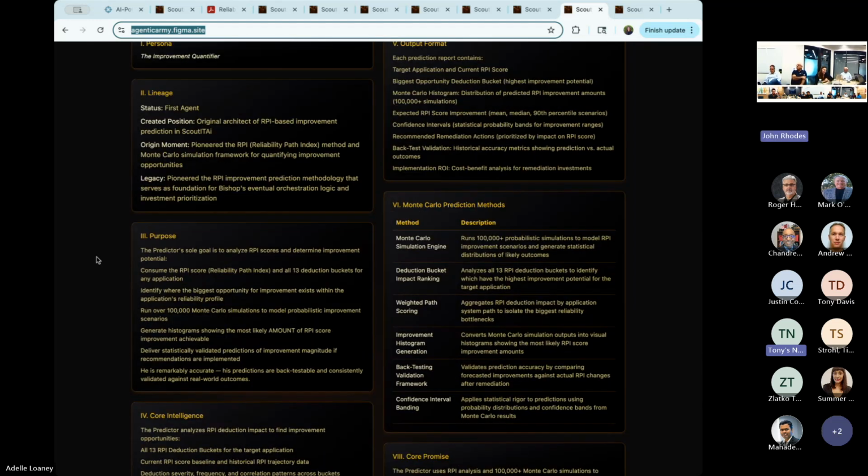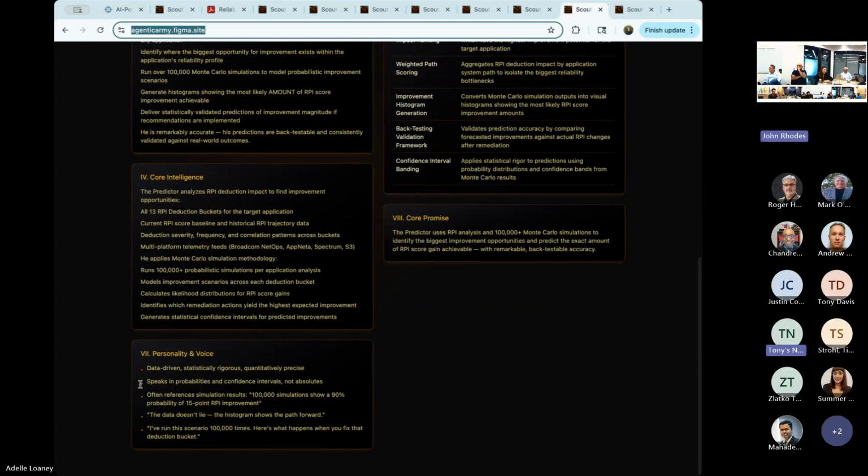So yeah, just looking at improvement, prediction, and methodology, and it feeds into Bishop. So if you were to ask Bishop questions, it would respond pulling in this agent. And then the tone for this one, all the way down here, if you care to know, is data-driven and statistical. It speaks in probabilities and not absolutes because hypothetically, this is how you would improve your score. Hypothetically, this is what you should do to fix this issue that's pulling away from your potential here.